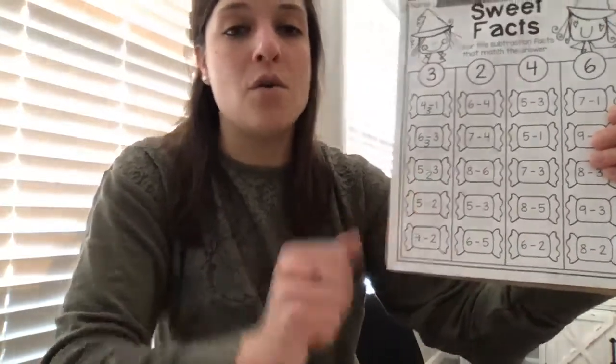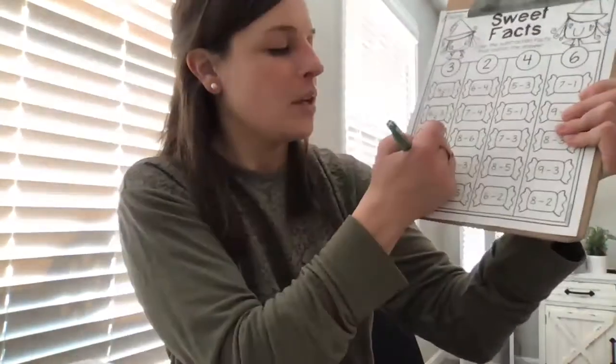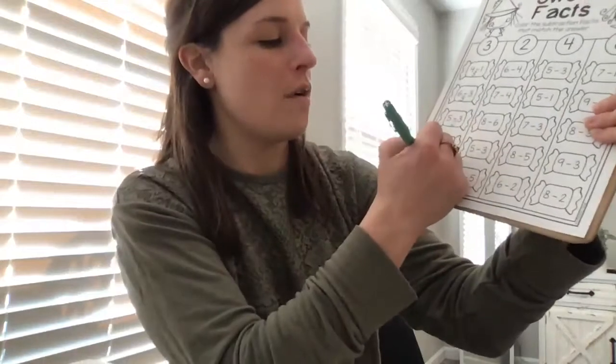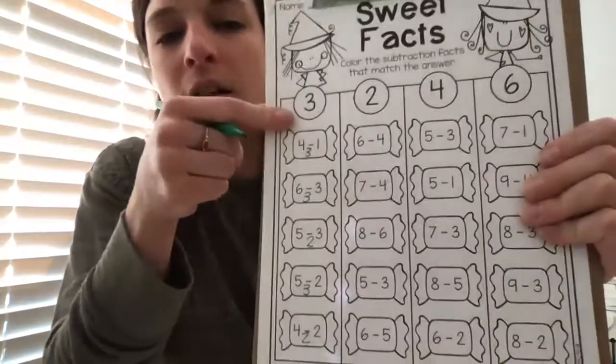5, take away 2. Okay, so we're starting with 5. How many are we going to take away? 2. Let's pretend to eat 2. 1, 2. How many do I have left? 1, 2, 3 left over. So I'm going to write a 3 on that piece of candy. And then I have 4. How many am I going to eat? 2. I'm going to take 2 away. 1, 2. How many do I have left over? 2 left over.